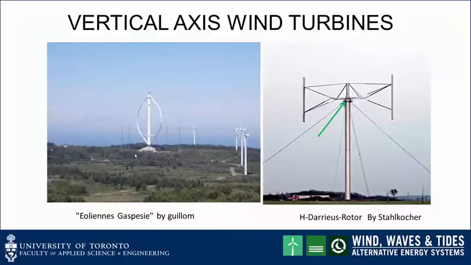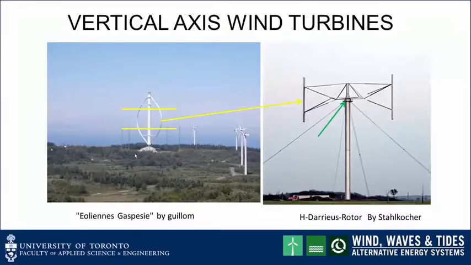Neither of these Darrieus machines mentioned have operated for many years, to the best of my knowledge. More promising in the current context is the H-type rotor shown on the right. You can see that this is just a slice out of the Darrieus rotor with the blades straightened out rather than curved.